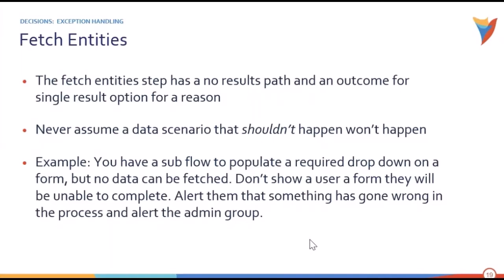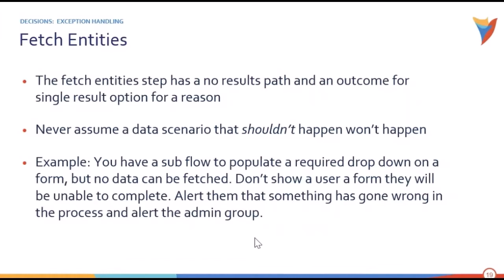For example, if we have a subflow to populate a required dropdown on a form and no data can be fetched, don't show a user a form they will be unable to complete. Instead, alert them that something has gone wrong in the process, and alert the admin group with the particular message for which the process has gone wrong.